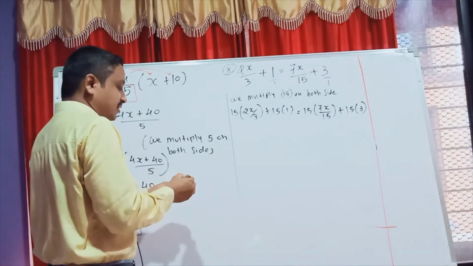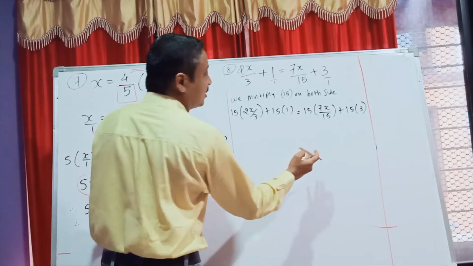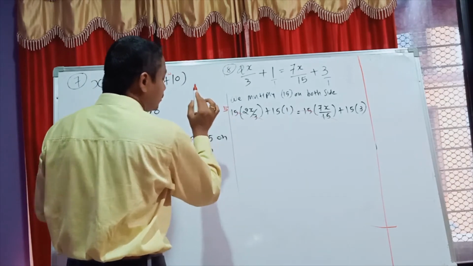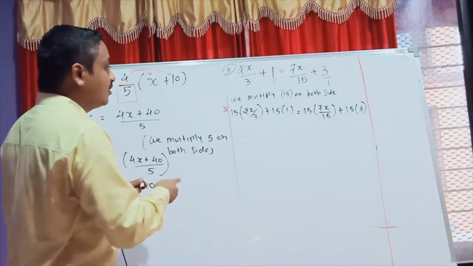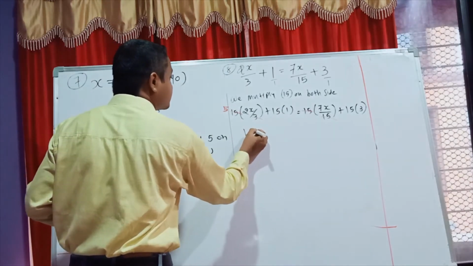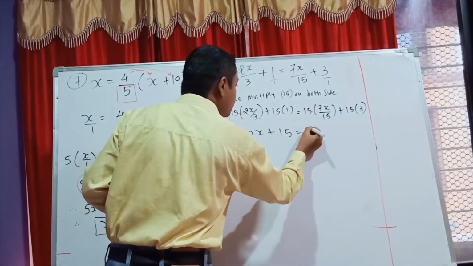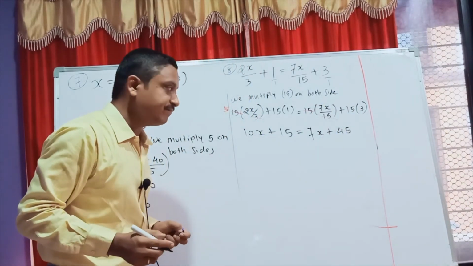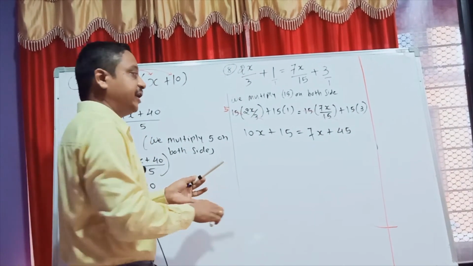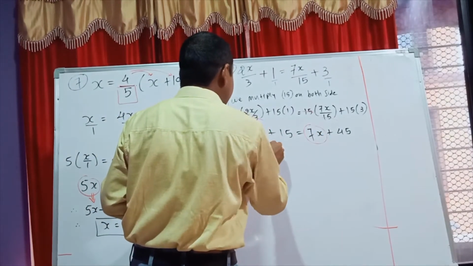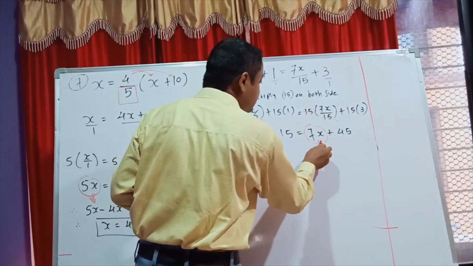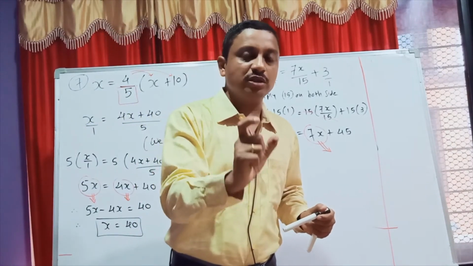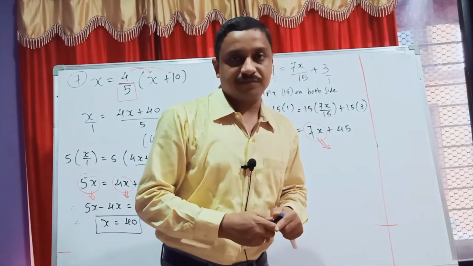Finally, students, this cancels. Your mutual cancellations. Here 15 and 15 gone. Here 3 5s are gone. So how much remaining? 5 2s are 10x plus 15. 7x plus, yes, 15 3s are 45. Now students, define again where our two variables are. So these two are our variables. Students, you must focus on our two variables.